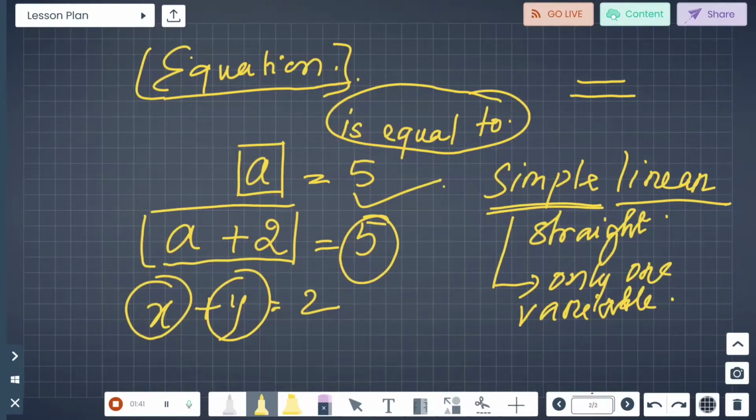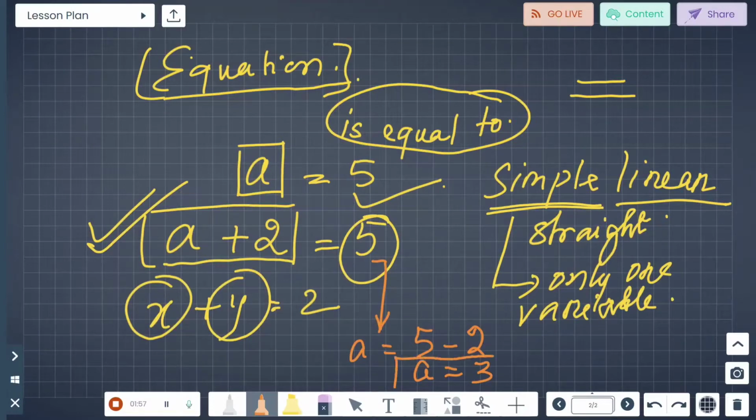But when it comes to this particular equation, a + 2 = 5, if I try to solve it, it turns out to be a = 5 - 2 = 3. So the value of a over here is 3. So I have calculated the value of a to be 3. Correct. I hope you all understood this.